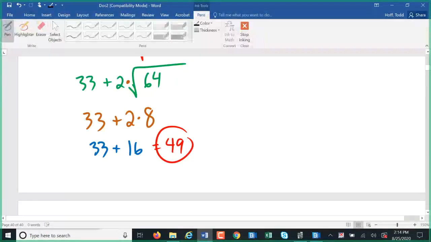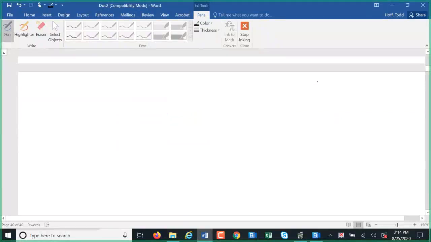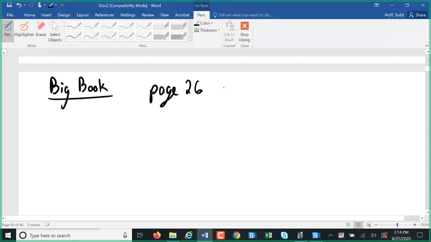Now, these are definitely a lot of work. I'm not going to argue that. I am going to give you a few minutes here to get started on the homework and the big book. It's page 26, labeled exercise 1-11. I want you to do problems 7 through 39. Again, just the odd numbered problems.